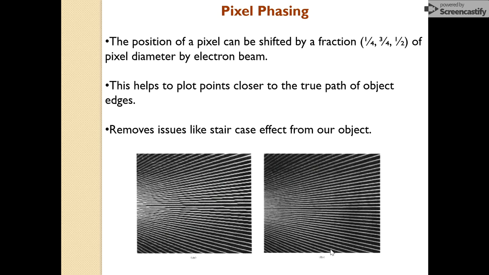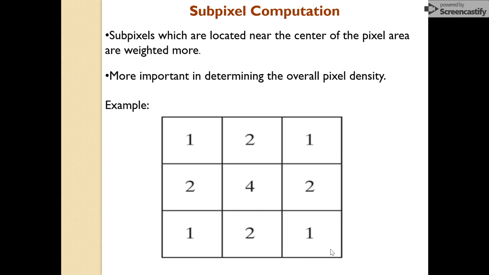Coming to pixel phasing, the position of a pixel is shifted by a fraction of a quarter, three quarters, or a half of the pixel diameter by the electron beam. This helps us to point closer to the true path of the object. So it removes issues like the staircase effect from our object. Coming to subpixel computation, subpixels located near the center of the pixel area are weighted more. It is more or less used in determining the overall pixel density.